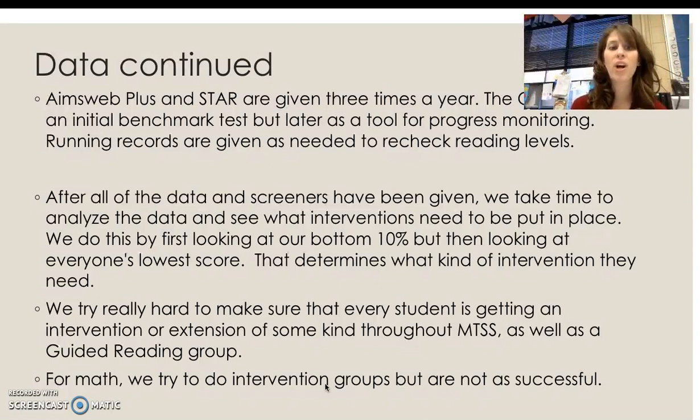This year we have worked really hard to make sure that every student is getting an intervention or an extension of some kind through our MTSS, in reading anyway, and then a guided reading group as well. For math, we do have intervention groups, but we're not quite as successful there, I think just because we don't have as much data. So I'd like to improve in that area.